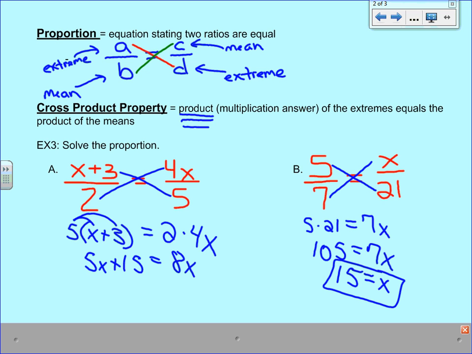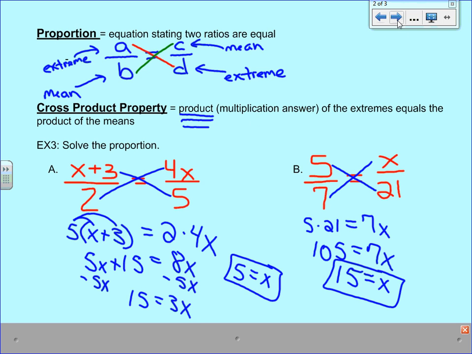Now we combine like terms. So we subtract the 5x from both sides of our equation, and end up with 15 that is equal to 3x. And last but not least, we divide by our 3. So we end up with our x that's equal to 5. Every single proportion that we try to solve is going to be solved based on our cross product property.